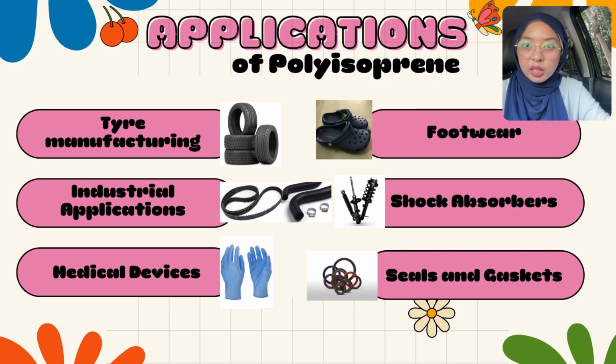Furthermore, medical devices such as gloves, tubing, catheters, and seals, due to its biocompatibility and flexibility. Besides, the elastic and water-resistant properties of natural rubber make it a common material for shoe soles and rain boots. Polyisoprene is also used in shock absorbers to absorb and dissipate energy, providing a smoother ride for passengers and reducing wear on the vehicle suspension system. Lastly, in the production of seals and gaskets, its ability to withstand high pressures and resist wear and tear makes it suitable for this application.